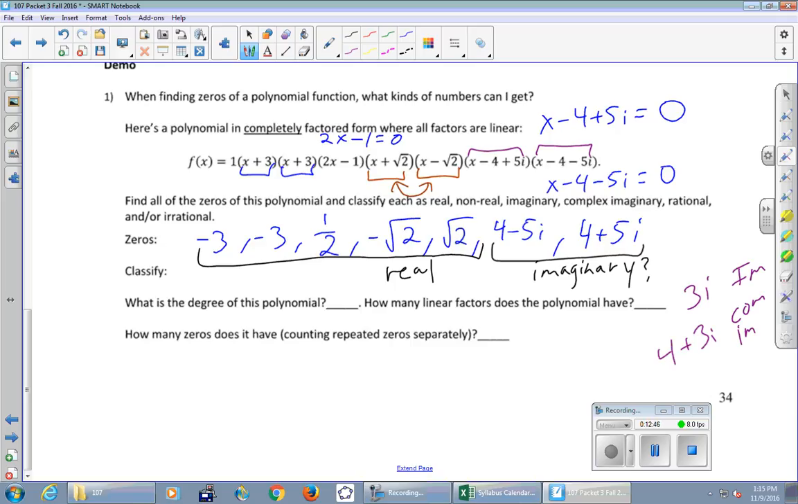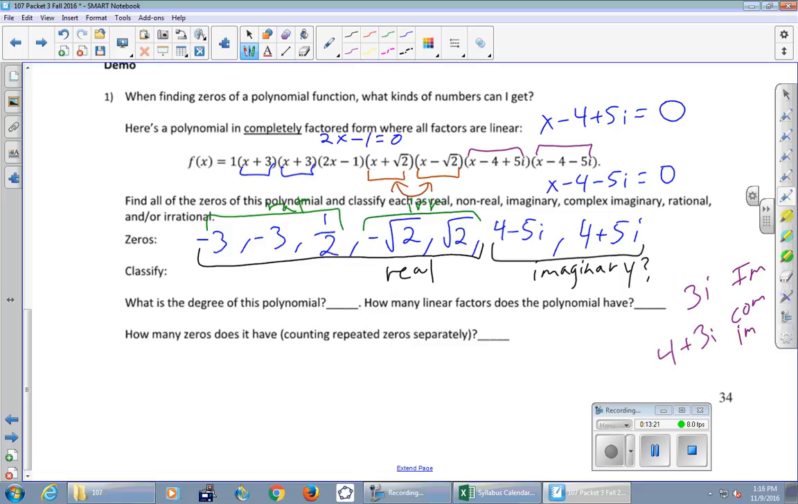We've also got rational and irrational numbers here. So where do the rational numbers stop in this list? Yeah, so 1/2 is rational. That's the last one that's rational. Which ones are irrational? Yeah, those 2 square root numbers are irrational. And then the ones with i's, we don't classify them as either irrational or rational. They're just a separate beast.